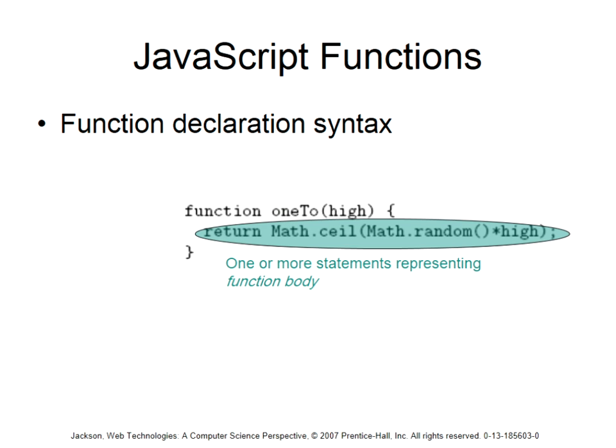After that, I will write one or more statements representing the function body. So in my case here, I will return Math.ceil(Math.random() * height). This is a statement, and return means this function will return this value. Is it clear?